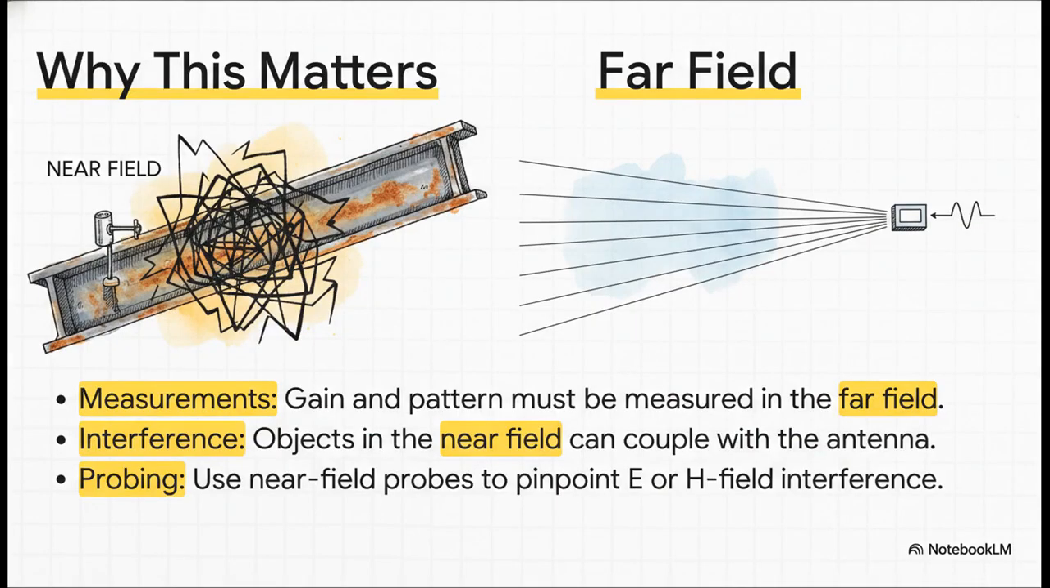What this means in the real world is you simply cannot get an accurate antenna pattern measurement if you're too close, period. It also explains why that metal pipe or that bundle of cables running near your antenna can so easily couple with it, throw its impedance out of whack, and create a total nightmare of EMI. It's all happening in that reactive near field.